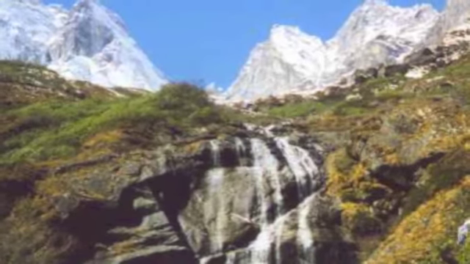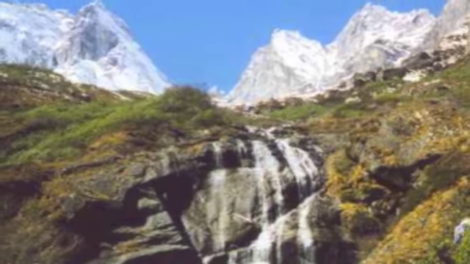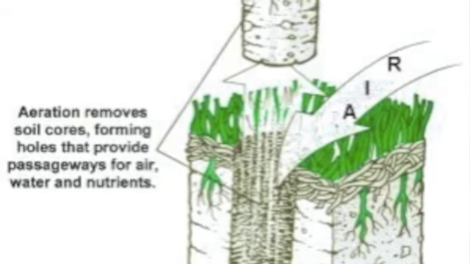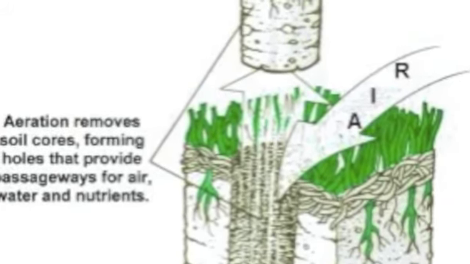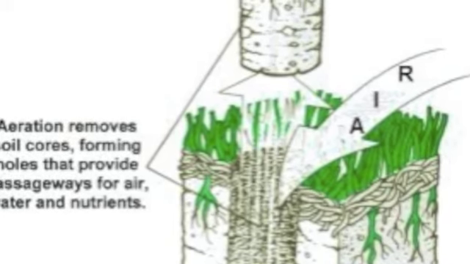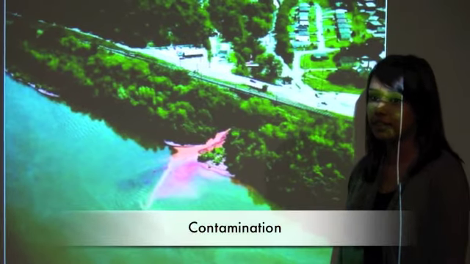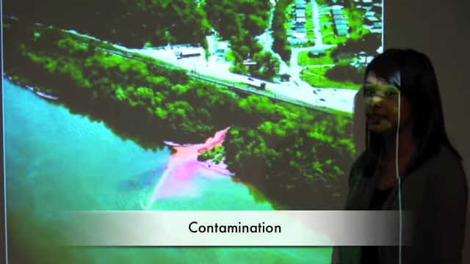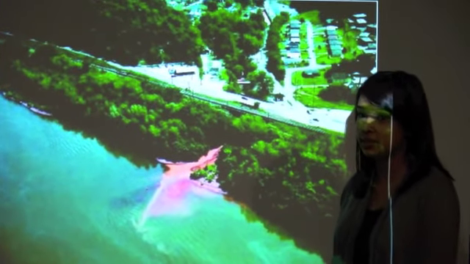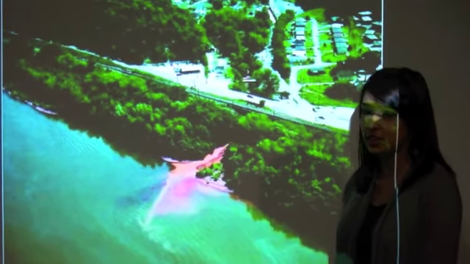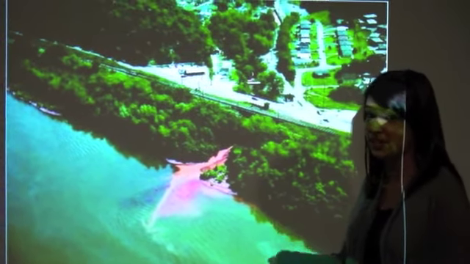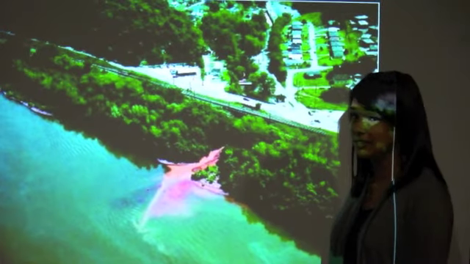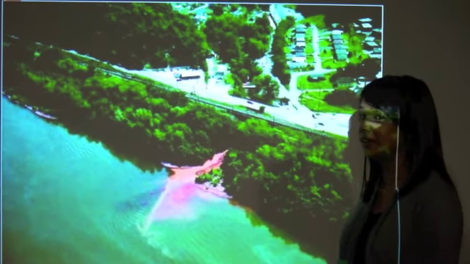Runoff can add excess nitrogen and pollutants such as pesticides to the environment. Aeration is one method used to reduce runoff by mechanically removing small plugs of soil to improve air and water flow through the soil. Contamination is the introduction of chemicals, toxins, wastes, or microorganisms into the environment in concentrations that are harmful to living things. Here is an example of contamination, where chemical waste from factories is destroying freshwater ecosystems.